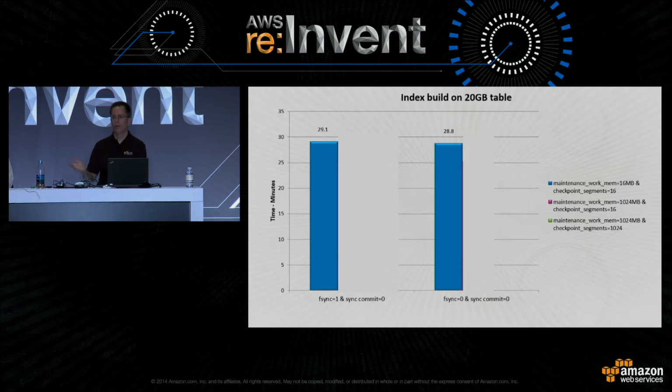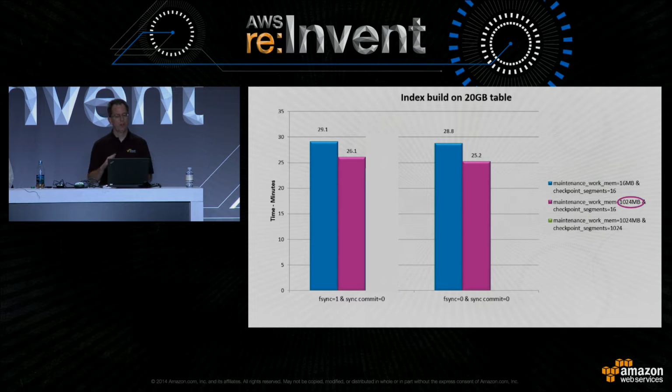So someone said, well, what about index builds? So we did the same thing. Now again, these ones are timed, so we want them to be smaller, just like in the last example. I started out with the maintenance work memory set to the minimum, 16 meg, right? And the checkpoint segments set to 16 as well. And you can see with fsync turned off, where fsync equals 0, we saw a whole 30 seconds of improvement, or not even that, not much.